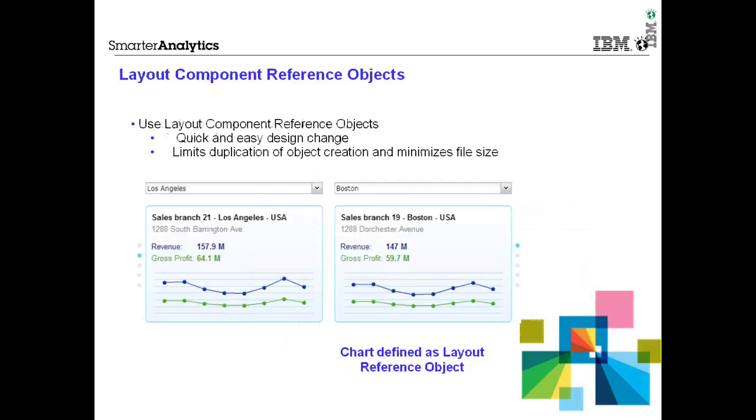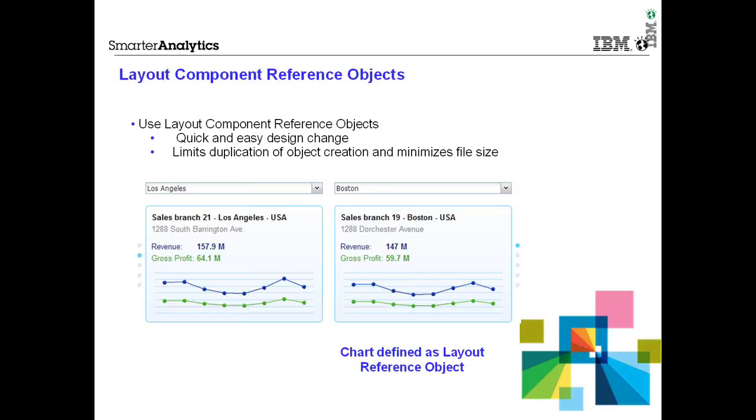The next slide is about layout component reference. Layout component reference, like classes, is a feature in Report Studio which allows one single object on the report to be shared, and it can be placed at multiple places. If you will notice the report on the slide, we have 2 similar looking reports. Actually they are one and the same. They are exactly the same.